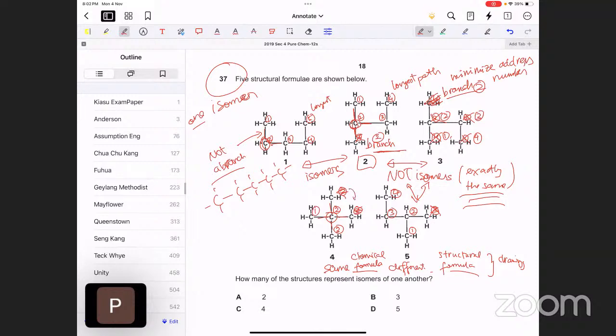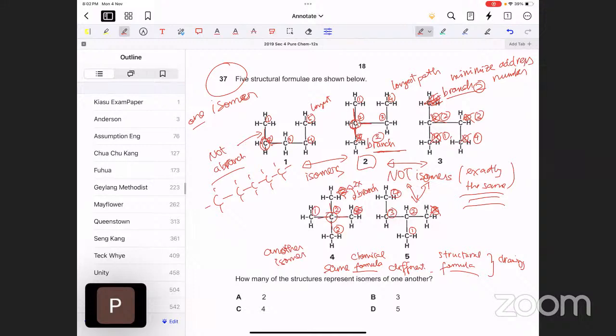Just to eliminate any doubt, this is a double branch. 2 times branch at address number 2, no matter how I count. Okay, so this is clearly another isomer, which is different from the rest. Because the branching is different, the address is different, whatever.